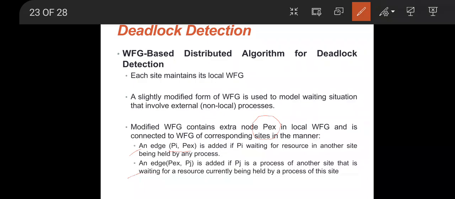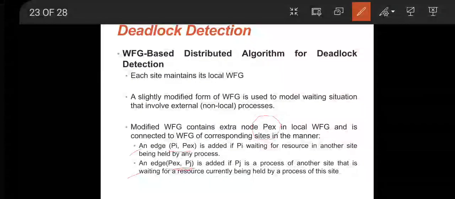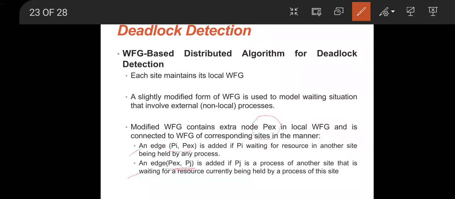Another type of edge that can be added is from PEX to Pj. This edge PEX to Pj will be added if Pj is a process of another site, not a local process, that is waiting for a resource currently being held by a process of this site. So an edge from PEX to Pj will be added if the process of some other site is waiting for a resource that is being held by a local process. In that case, a PEX to Pj edge will be added.